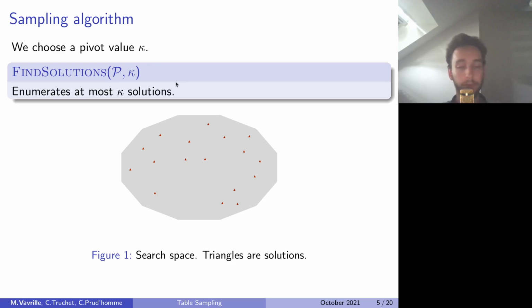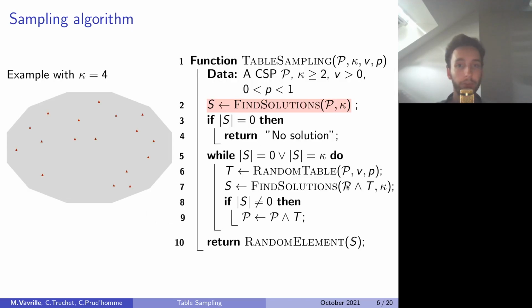For example, I will have a problem where there are more than 10 to the 12 solutions. So it's not decently possible to generate all the solutions. So we have to reduce ourselves to a maximum given number of solutions. And what we do to achieve this number is that we will add table constraints to reduce the number of solutions in the model. I will be using this figure, a representation of the search space, and the triangles are the solutions. The algorithm is written here in pseudocode, and I'll take an example with kappa equals 4.